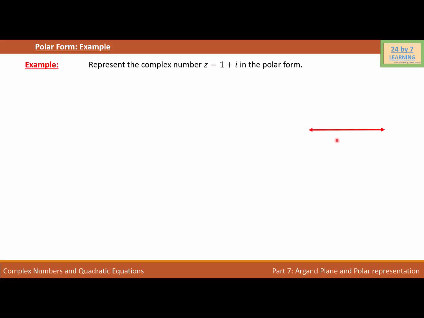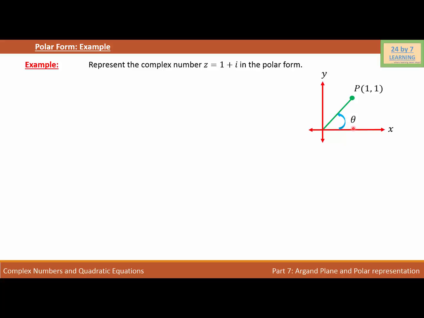So let's graphically represent that complex number. This is my x-axis, this is my y-axis, and this is the point P with coordinates (1, 1). If I connect this point P with the origin, I will get this line, and this is basically my complex number z equals 1 plus i. Let this line make an angle of theta with the x-axis.